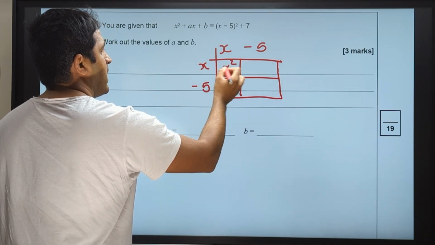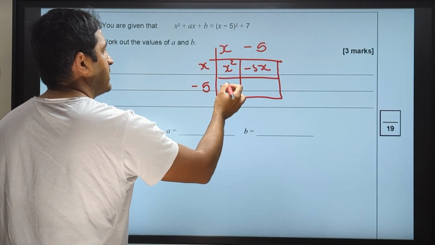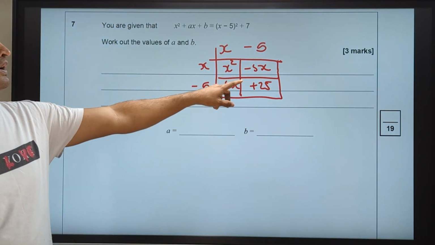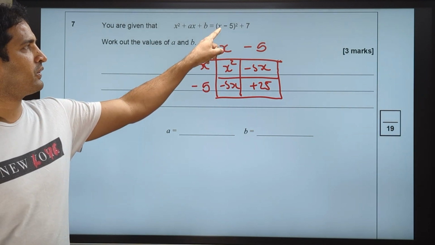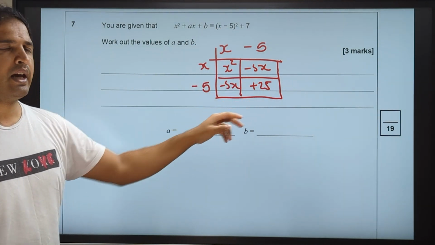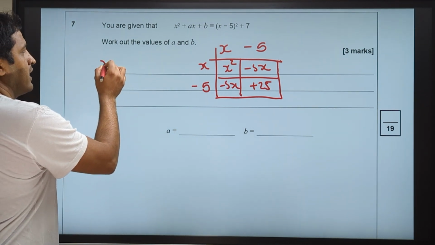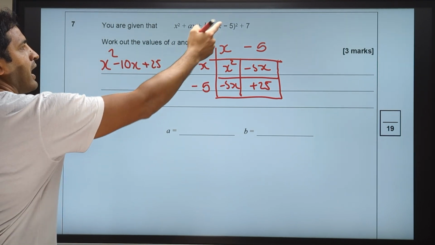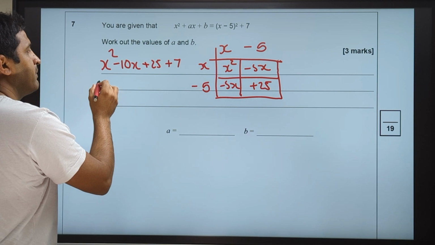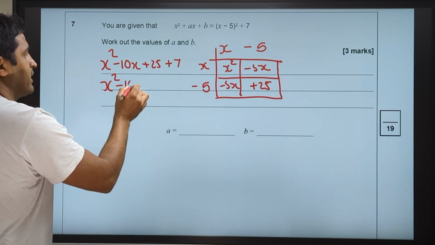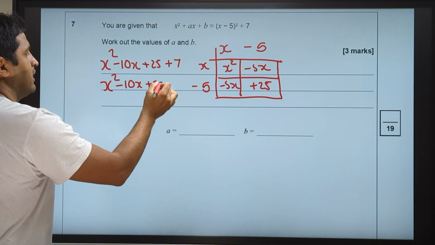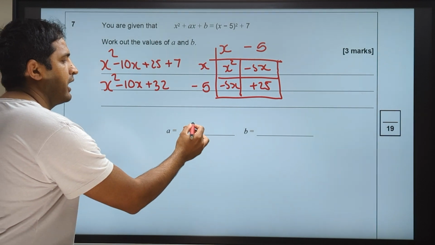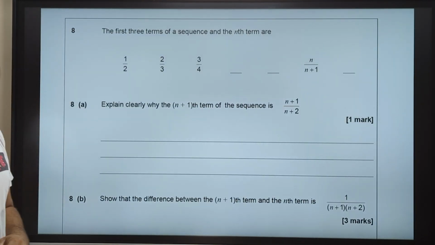x times x is x squared, negative 5x, negative 5x, and positive 25. Two negatives multiplied together give you positive 25. So what we get when you do x minus 5 squared is x squared, negative 10x, and 25. So we're going to write it down on this side here. x squared minus 10x plus 25, and then we add 7. So we can simplify the entire thing as x squared minus 10x plus 32. 25 add 7 is 32. So now we know what a is. a is negative 10.